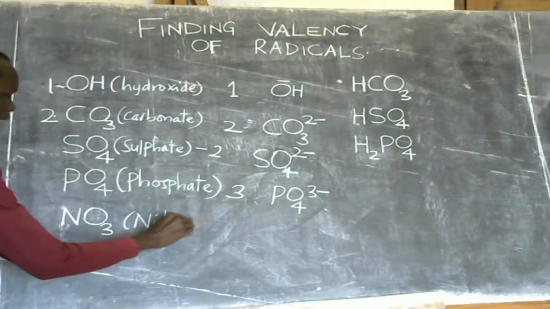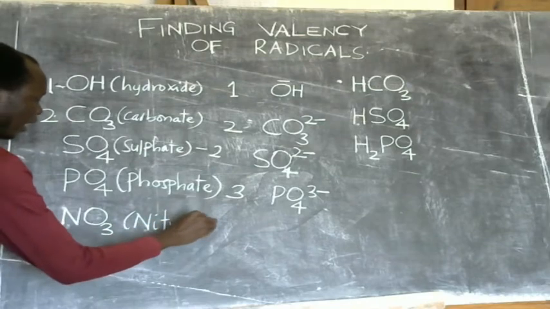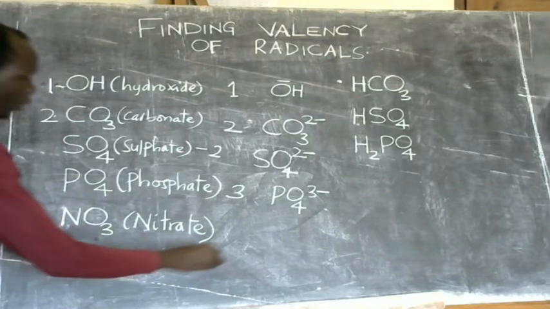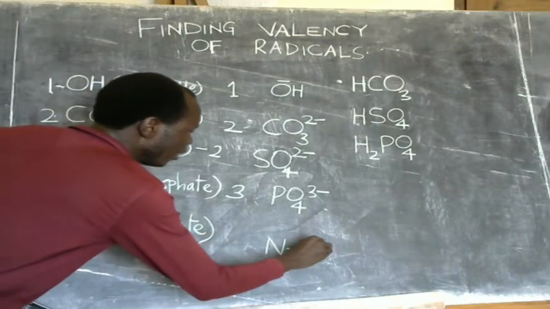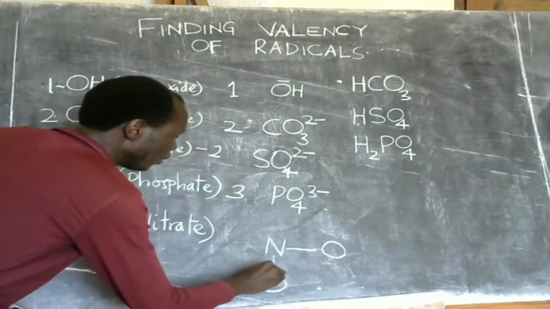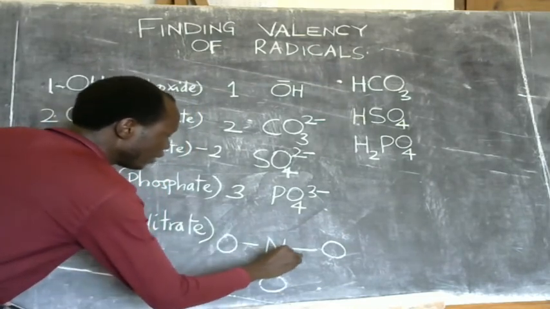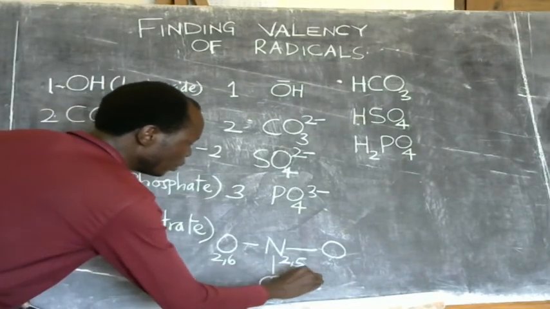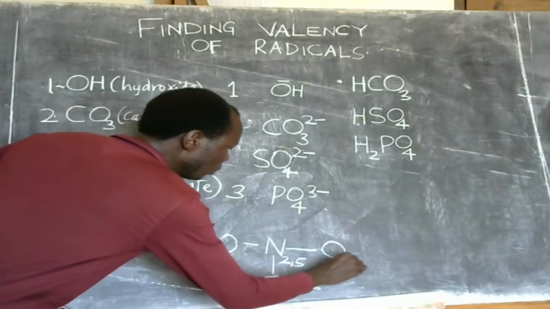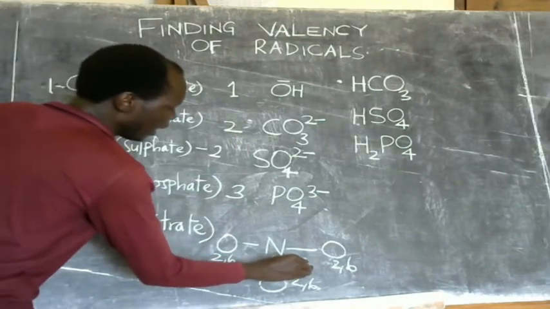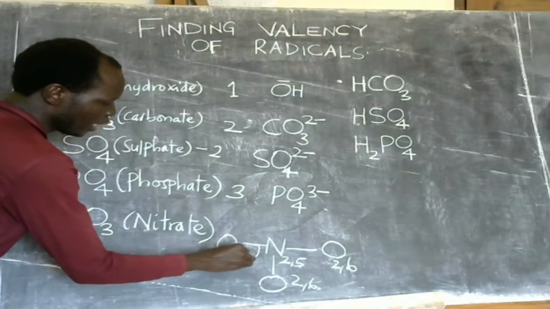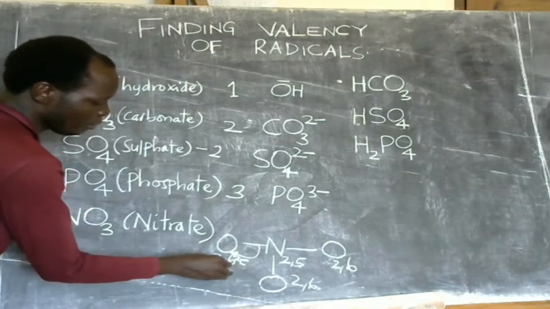Nitrate has 1 nitrogen atom and then 3 oxygen atoms. So the structure is the NO3. The electronic configuration of nitrogen is 2, 5. These oxygens are 2, 6, 2, 6, 2, 6. So how many electrons are in the outermost shell of nitrogen? There are 5. So this one will take 2 electrons to make it 2, 8.